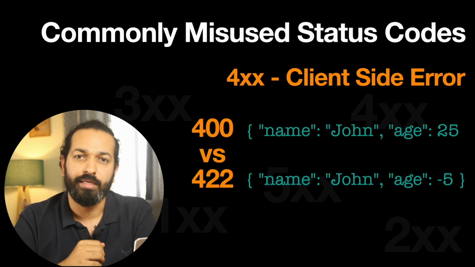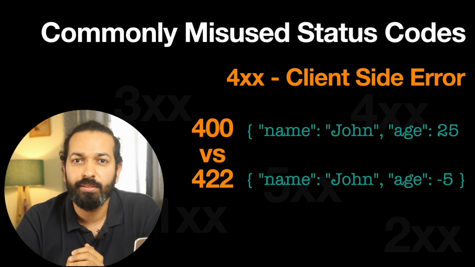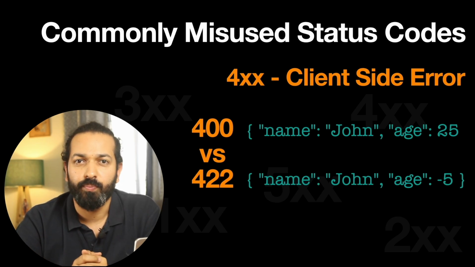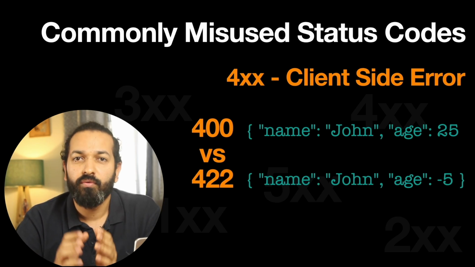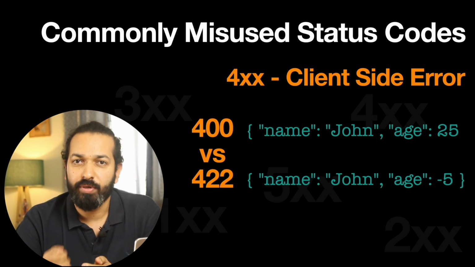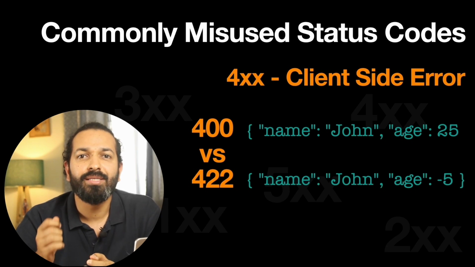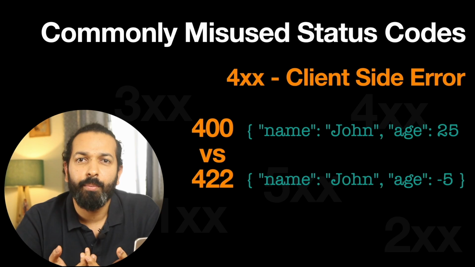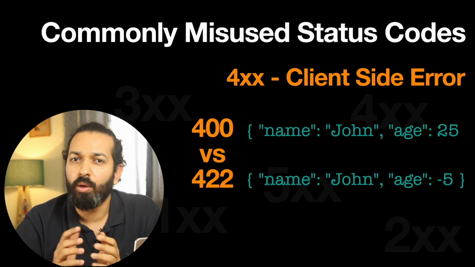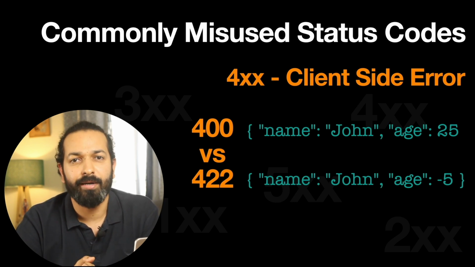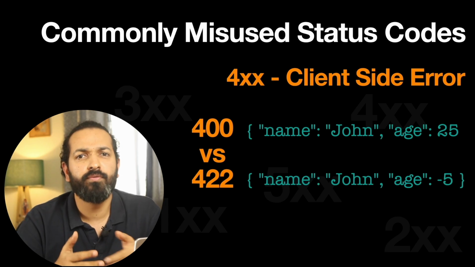Now comes the 4xx series, a pain point for front-end developers. The first one in the series is 400 versus 422. Understand the difference here. 400 is bad request, which means the server cannot understand the request, versus 422, which means unprocessable entity. This means the server can of course read it, but it cannot process it. Look at these examples. In the first one, it is an invalid JSON. The server literally cannot understand it.